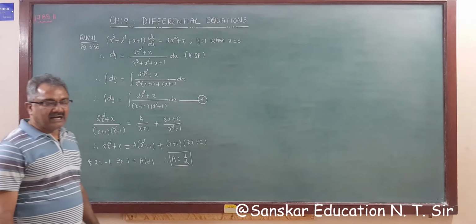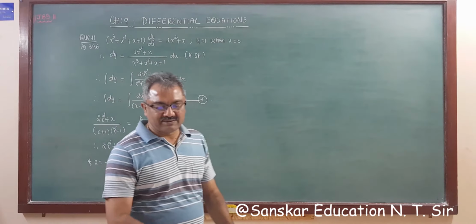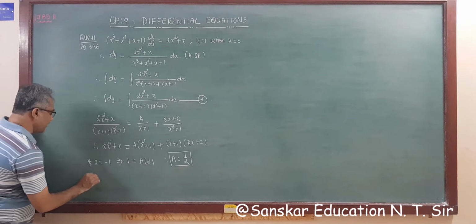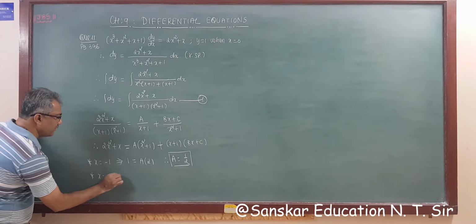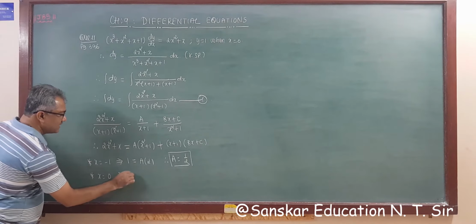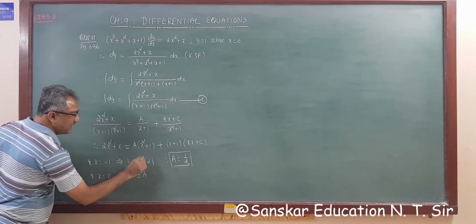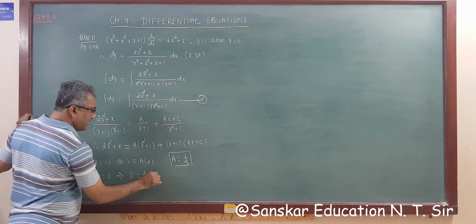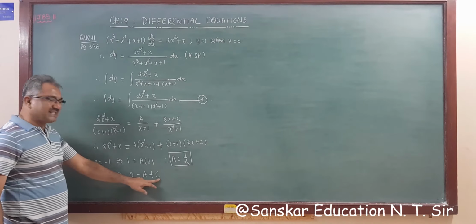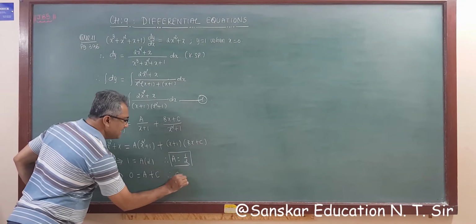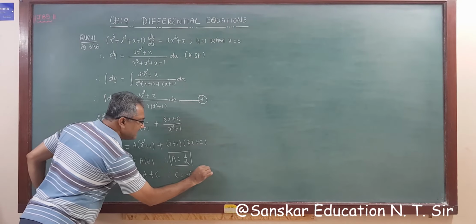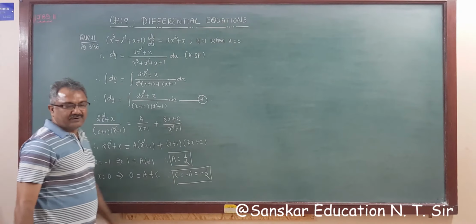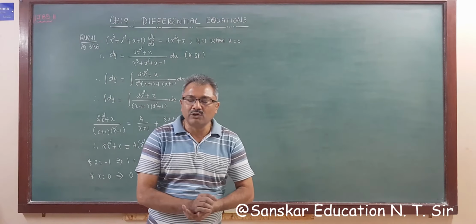Now taking arbitrary numbers, because only x plus 1 is the factor, taking x equal to 0 and then x equal to 1 for getting the other constants. If we put x equal to 0, then 0 is equal to a(0 + 1) + (0 + 1)(0 + c), right? So c is equal to minus a, that is c is equal to minus half, right? c is minus half, that is our answer.